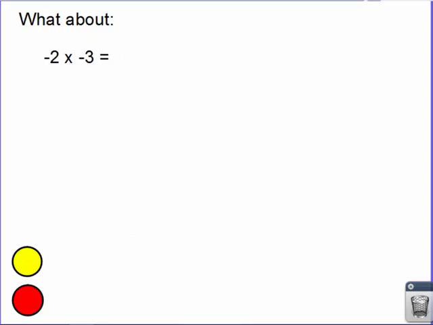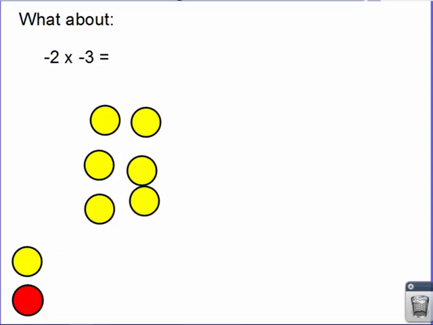Well, what if I had a negative times a negative? What this one says is I want the opposite of two groups of negative 3, which is two groups of positive 3, which gives me an answer of positive 6. So a negative times a negative is a positive.